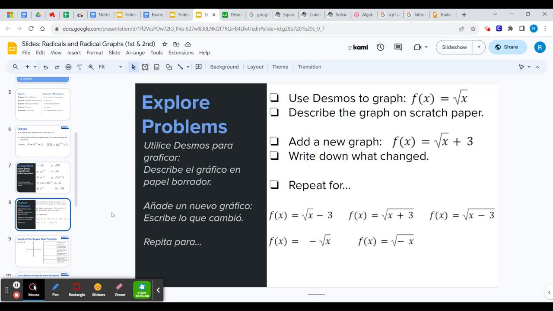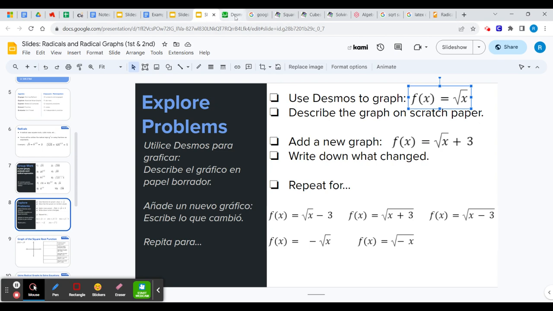So now that we've had a good refresher on what radicals are, what square roots are, what cube roots are, we are going to mimic that same thing we did on Friday with our absolute value graph. We're going to do it to explore our radical graph. So first thing we should do is punch in this equation into our Desmos.